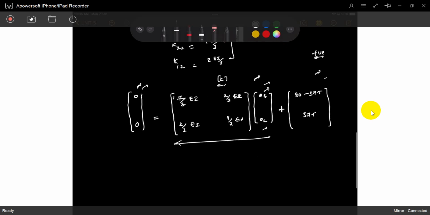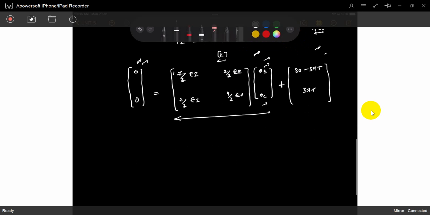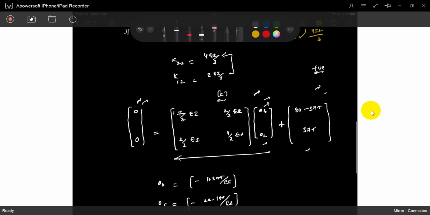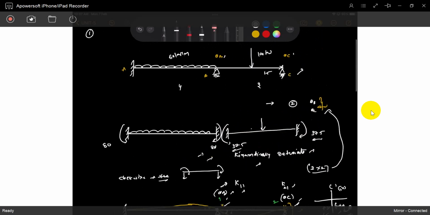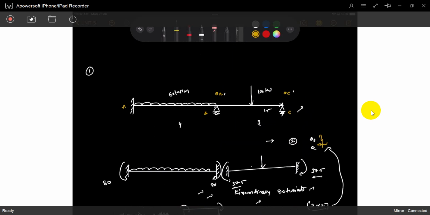Okay, now we will solve it. Sir, how will we solve? Yesterday I showed you. It doesn't change at all. Same matrix. You will solve it and you will get theta B is minus 11.875 by EA, theta C is minus 22.18 by EA. Sir, why is it negative? You took clockwise as positive, so you will get negative. Negative means anti-clockwise rotation will come.